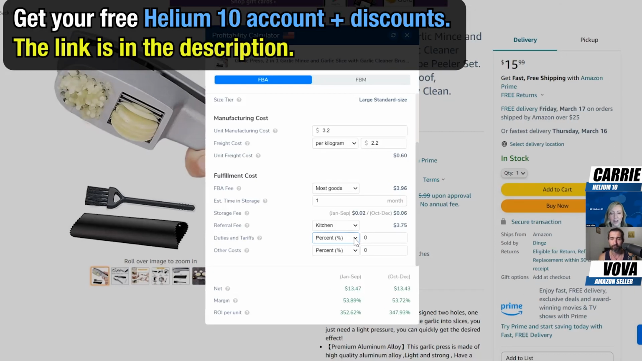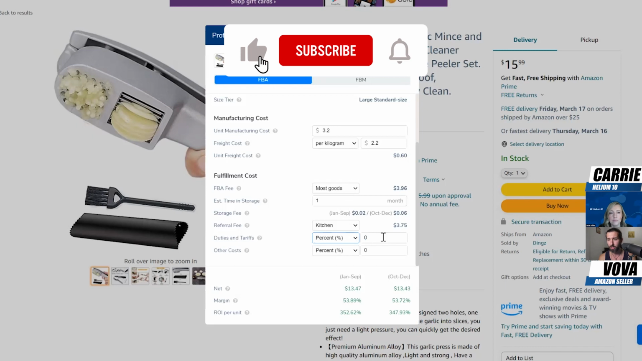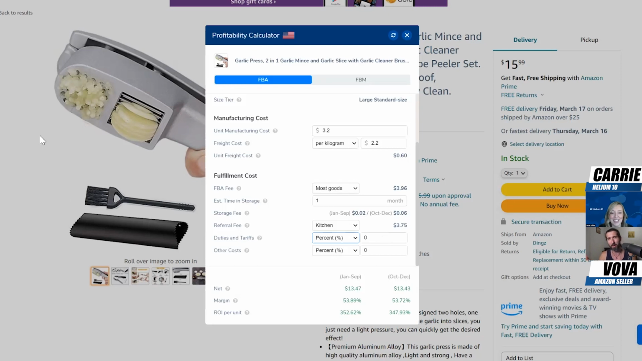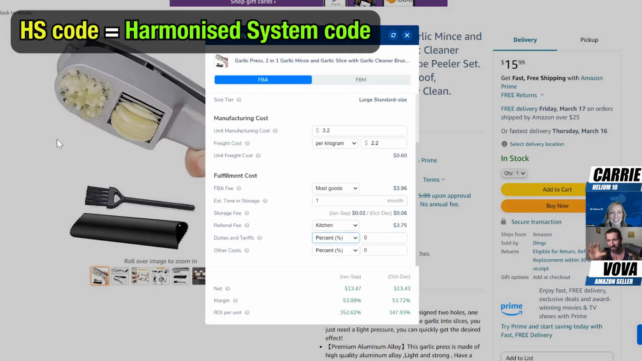So duties and tariffs, I usually get this percentage from my freight forwarder. How do you usually figure this out, Vova? Yeah, ask the manufacturer and the freight forwarder about the HS code. It's called that. Maybe Carrie, do you know what HS stands for? Yeah, no, I don't even know what it stands for. Maybe in post-production, I'll make it appear here. What does HS code mean?